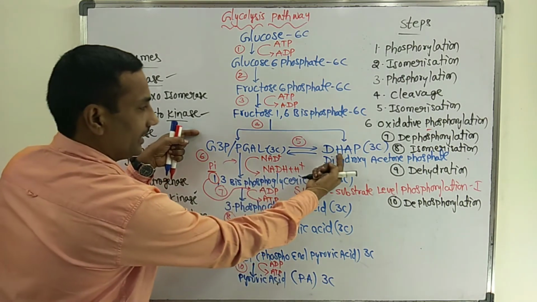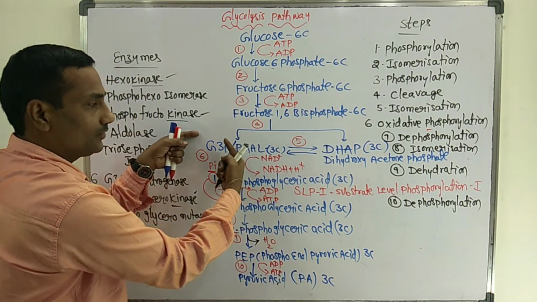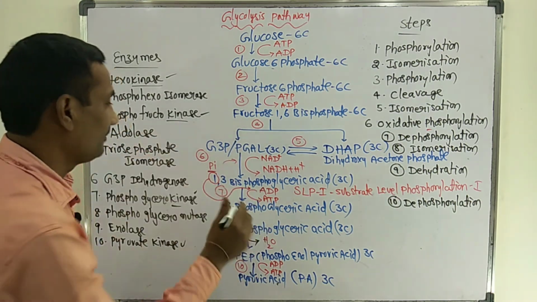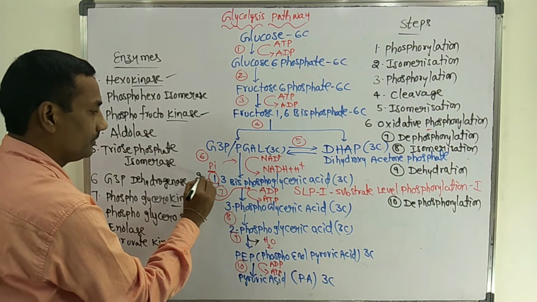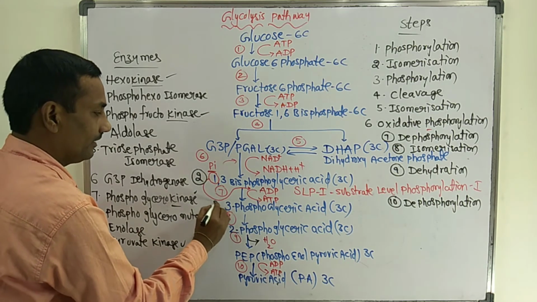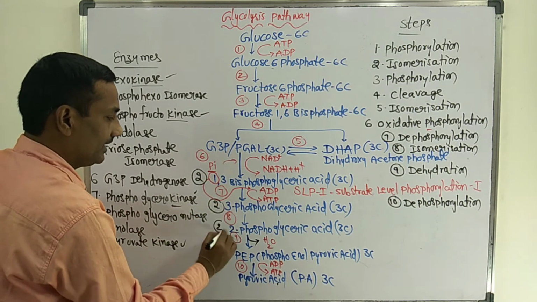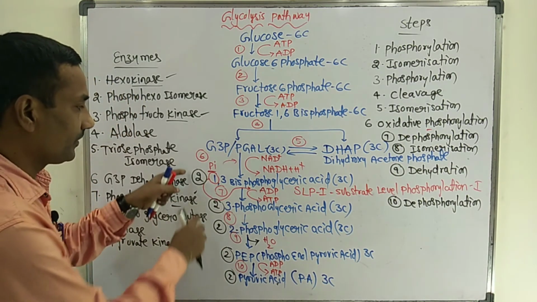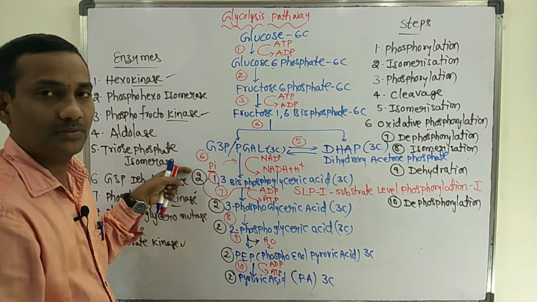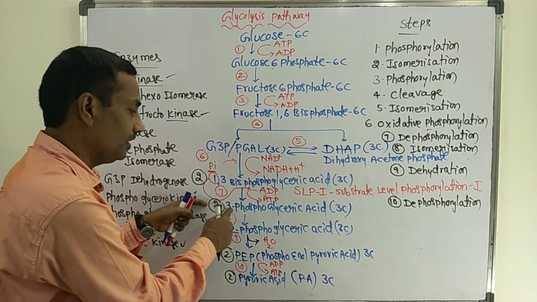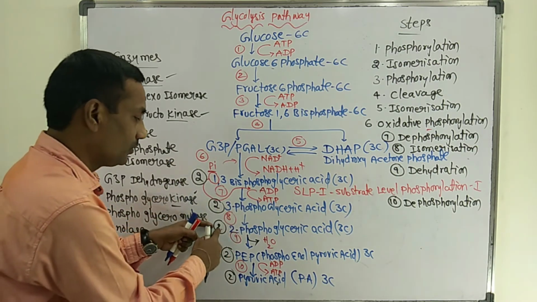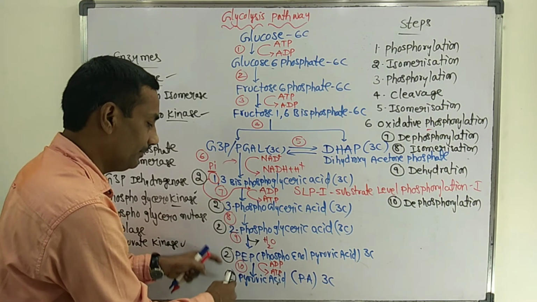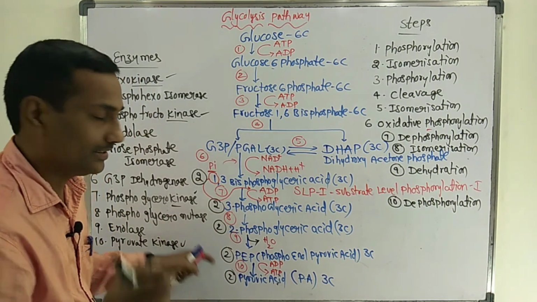But here DHAP again isomerizes, then the process will continue. So that's why you can take 2 molecules for all molecules. Whatever I am circling here, 2 molecules of all these chemical compounds are formed: 2 molecules of 1,3 bis-phosphoglyceric acid, 2 molecules of 3-phosphoglyceric acid, 2 molecules of 2-phosphoglyceric acid, 2 molecules of PEP, 2 molecules of pyruvic acid.